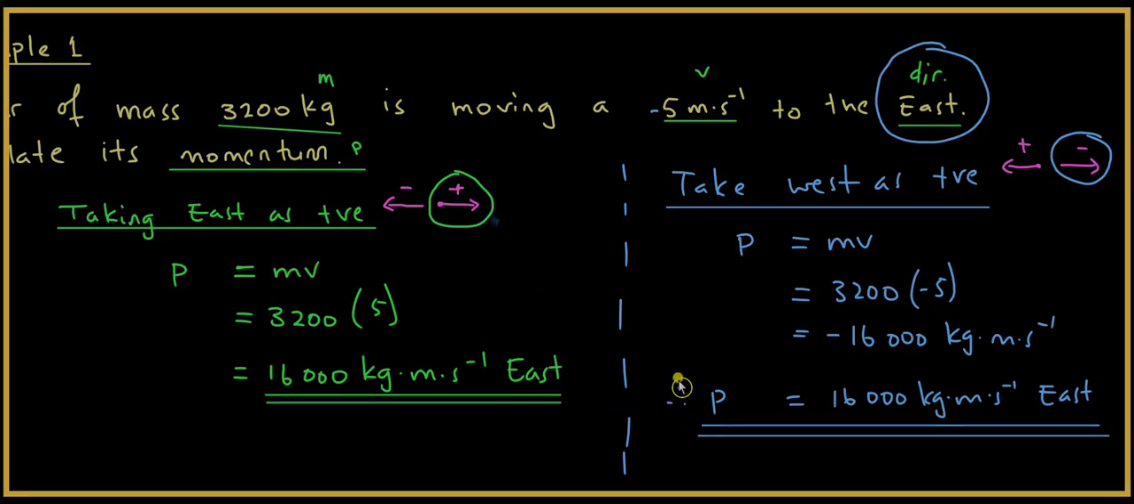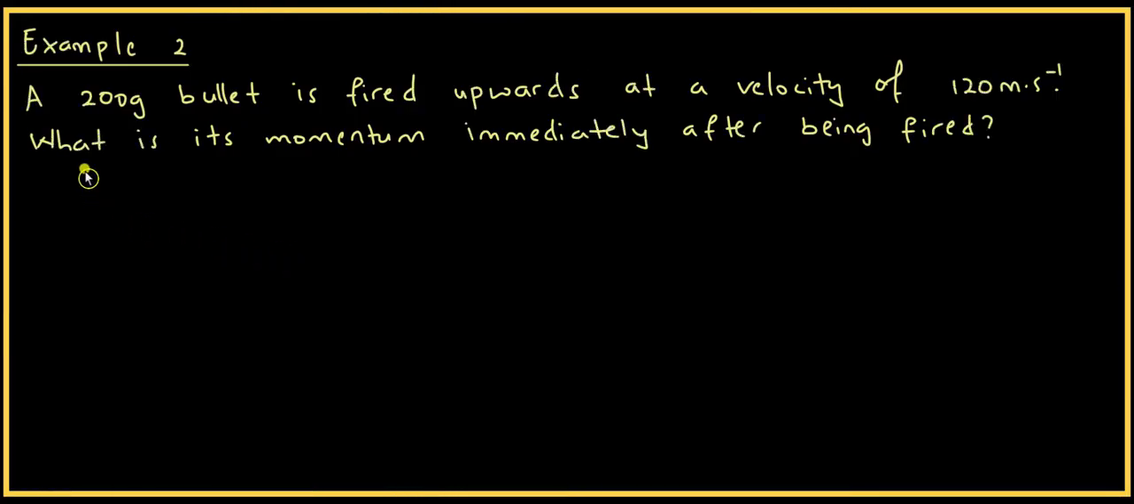Right, so in this example, we are told that a 200-gram bullet, so I have 200 grams, that's my mass. It is fired upwards, okay, direction, at a velocity of 120 meters per second. Okay, that's my velocity there, v. What is its momentum? So I must find momentum, which is p, immediately after firing.